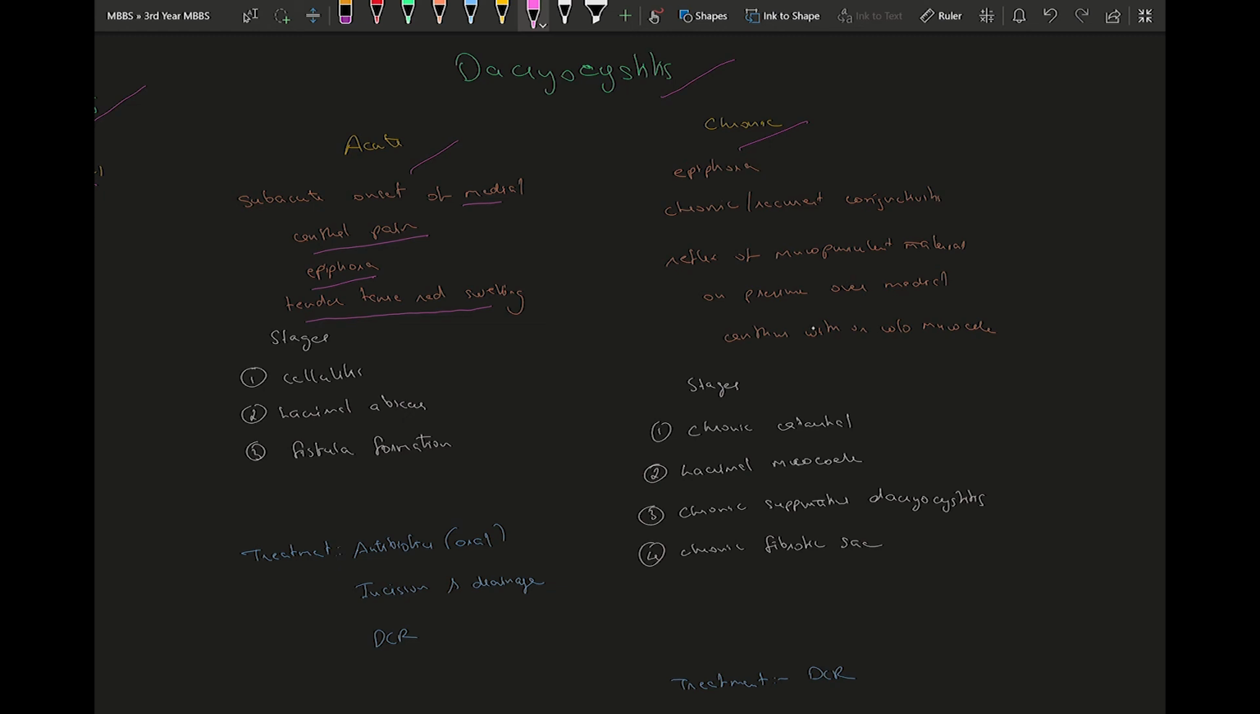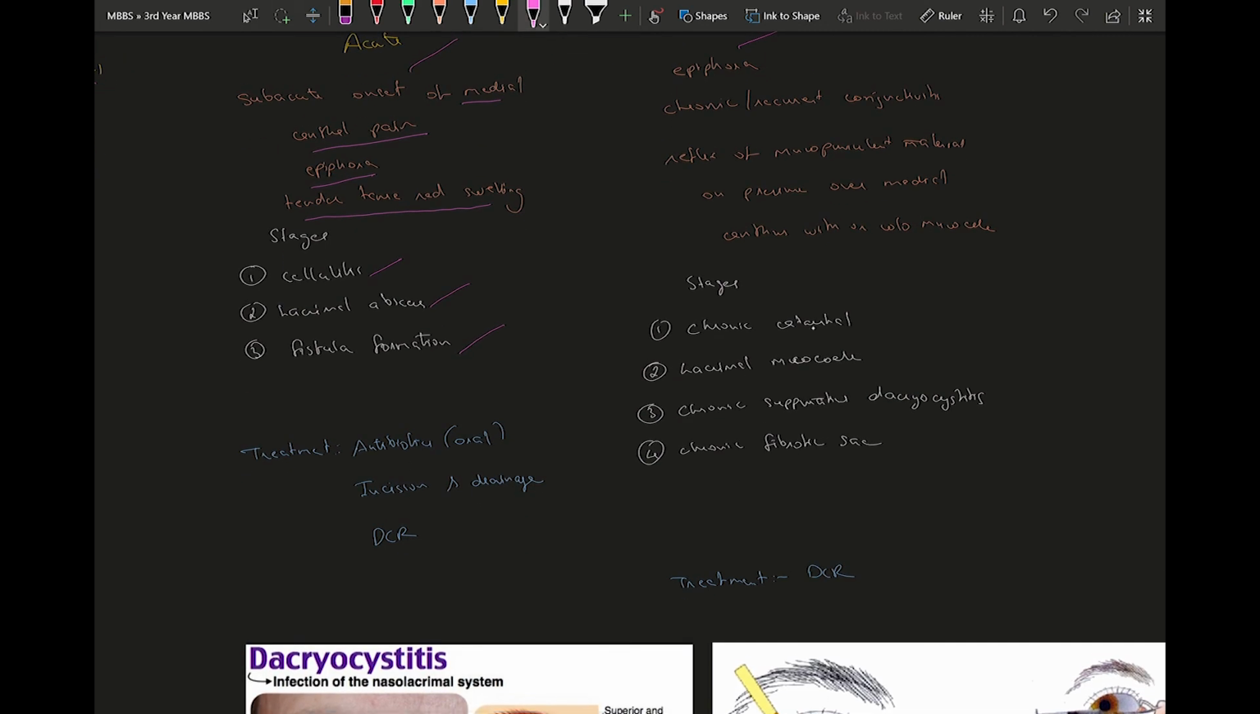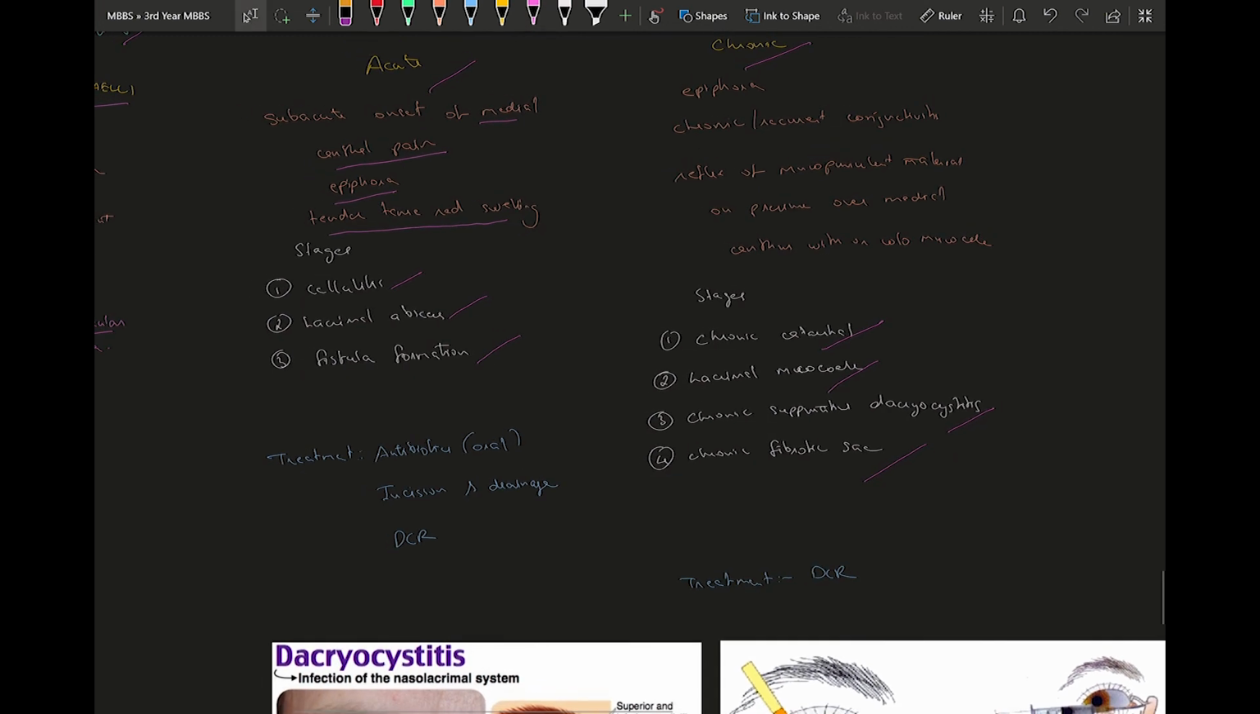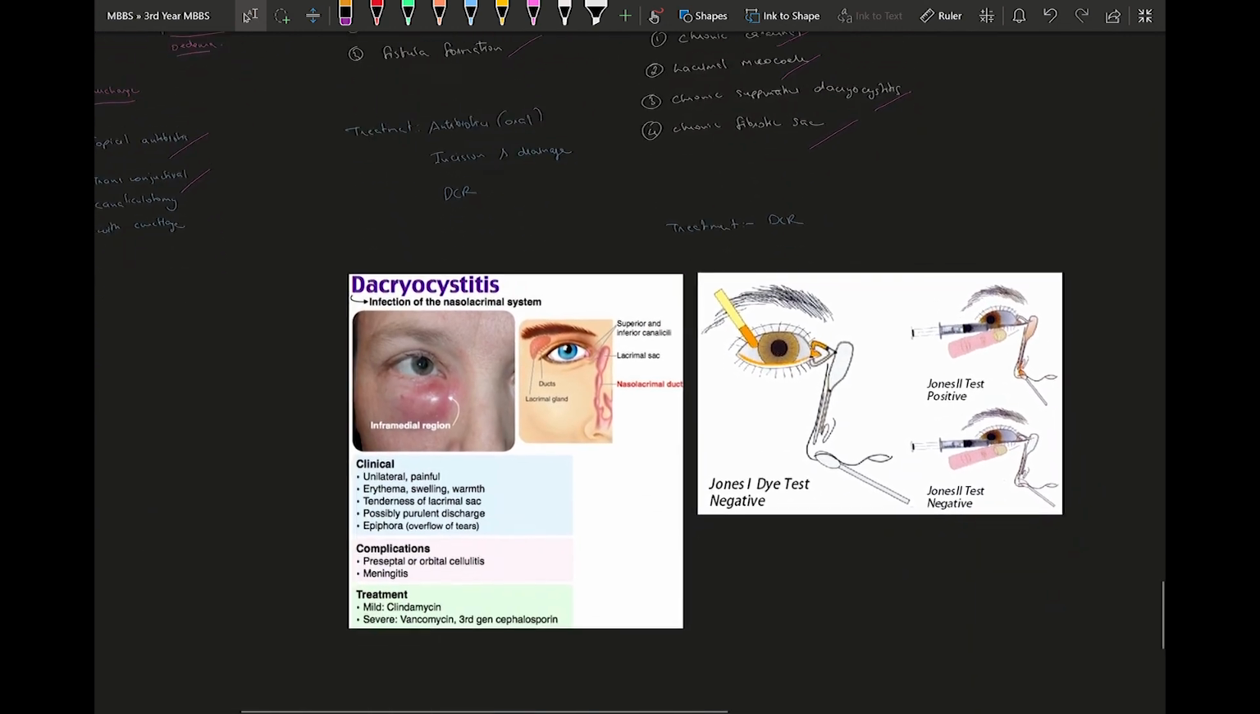There are three different stages of this disease: first cellulitis, then lacrimal abscess formation, and finally fistula formation. Moving on to chronic dacryocystitis, there is chronic recurrent conjunctivitis, and reflux of mucopurulent material when pressure is applied over the medial canthus, with or without mucocele. The different stages of this disease are the chronic catarrhal stage, lacrimal mucocele, chronic suppurative dacryocystitis, and chronic fibrotic sac. The treatment option for both of these would be DCR.